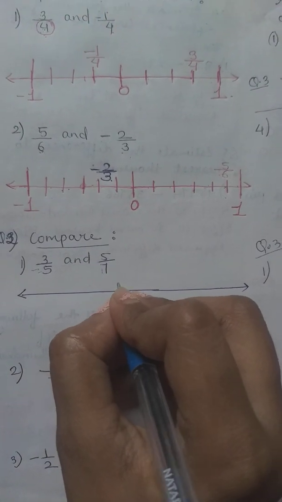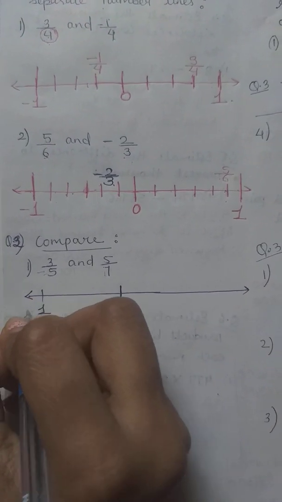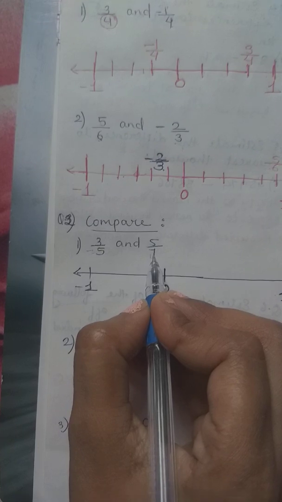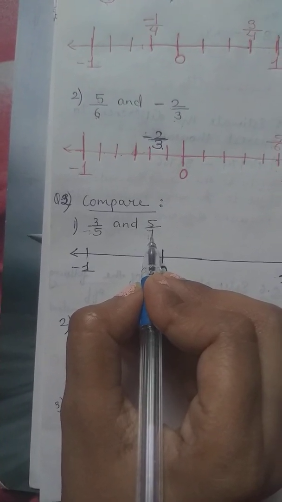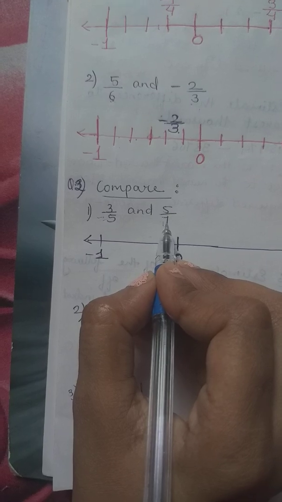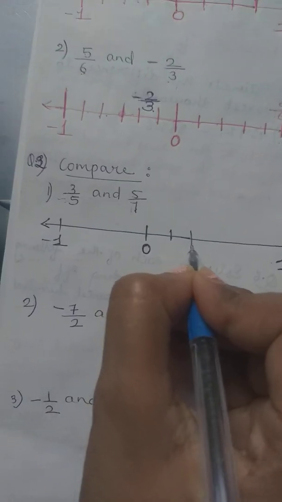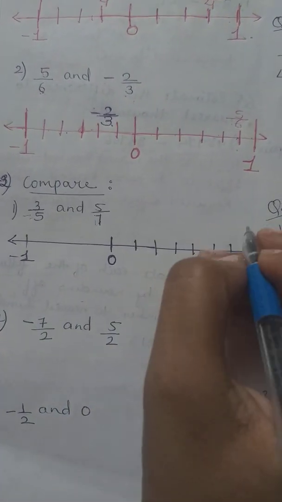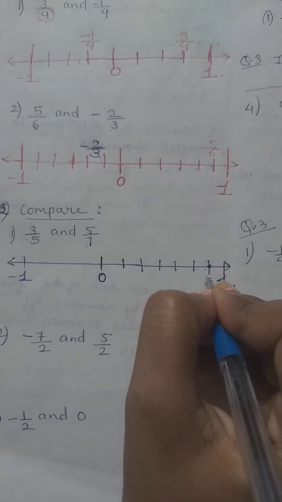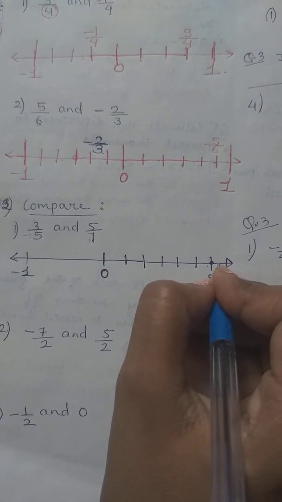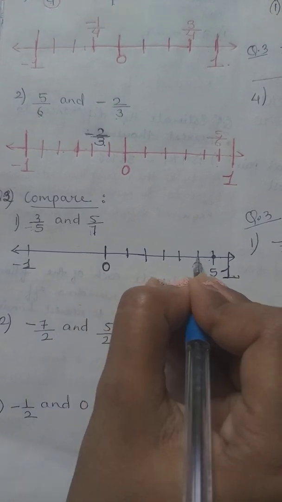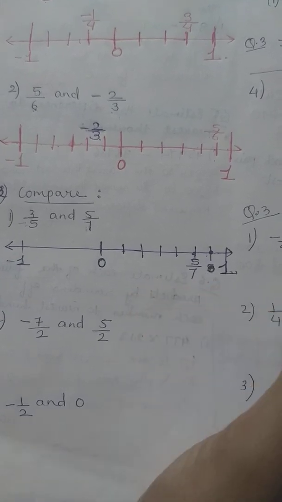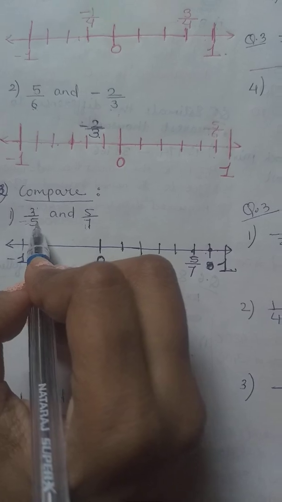So if I write 0 here, and 1 on this side, minus 1 on the other side, the greater denominator is 7, so I'm going to divide the line into 7 equal parts. Seven. So the number will come here. This is 7, and now we count 1, 2, 3, 4 and 5. So our number will come at 5 by 7. Now the next number is 3 by 5.